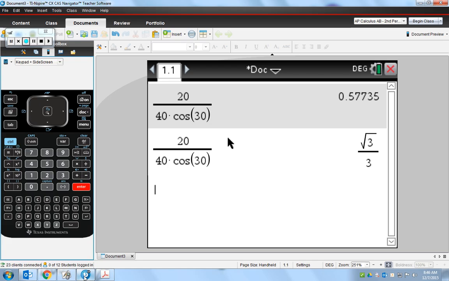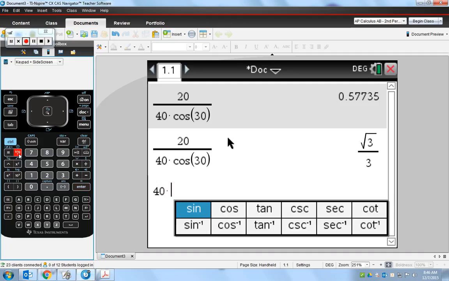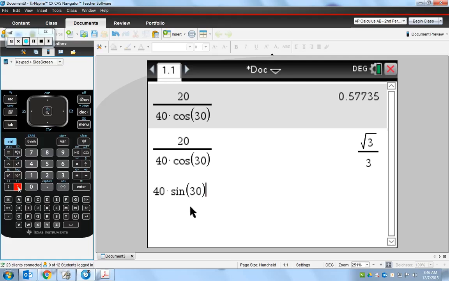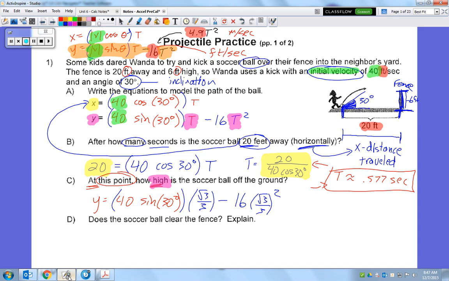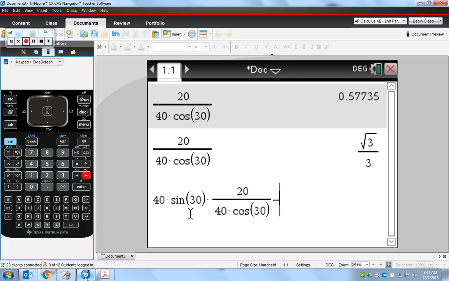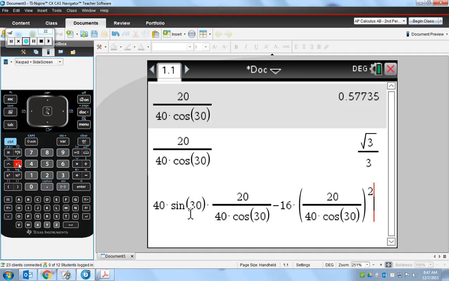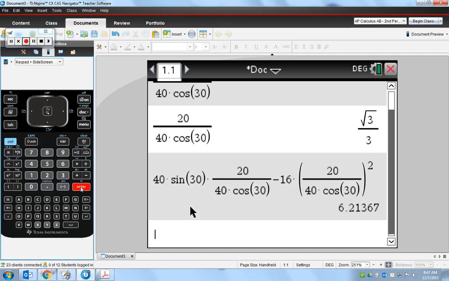So 40 sine of 30, so here we go, 40 times the sine of 30 degrees, close, times, now this is what I was talking about, you can either go up and grab that or type it in, or go up and grab that and press enter, and it's already multiplied. And then we will subtract 16 times the same thing squared. So it's minus 16 times, again I'm going to go up there and grab it, just showing you how to do that, and I'm going to raise it to the power of 2. Okay, so again I'm going to use control enter just so I could get a decimal answer, and I get about 6.214.